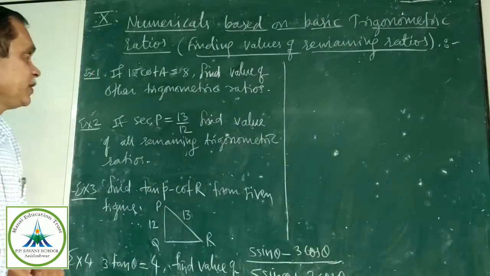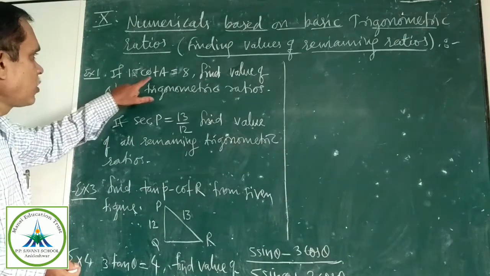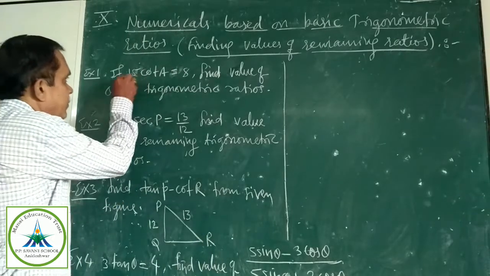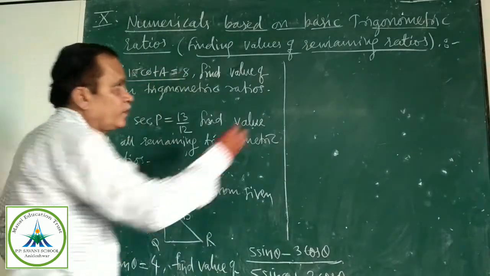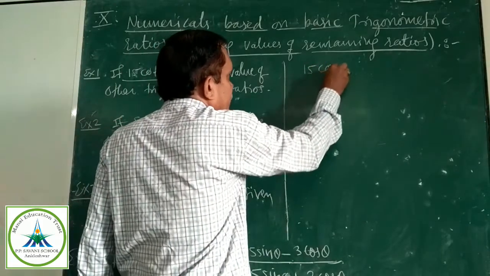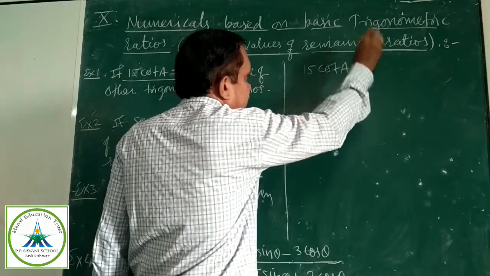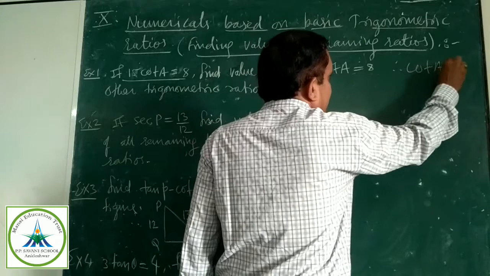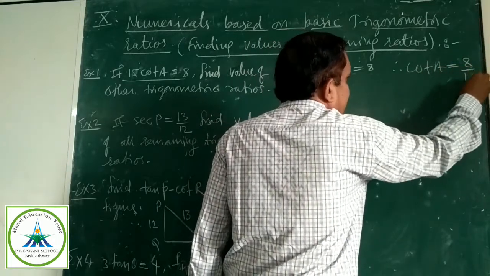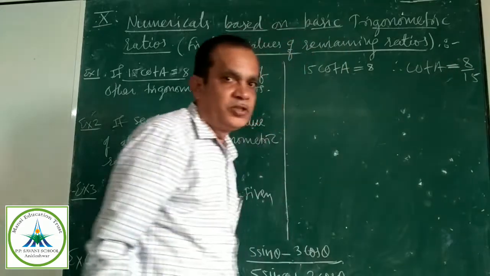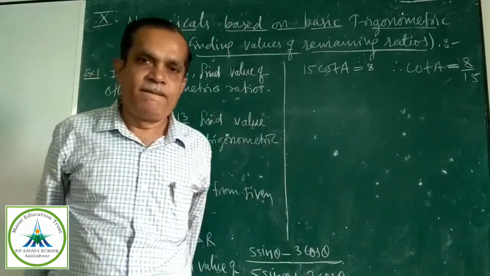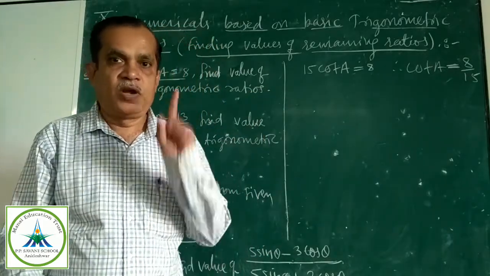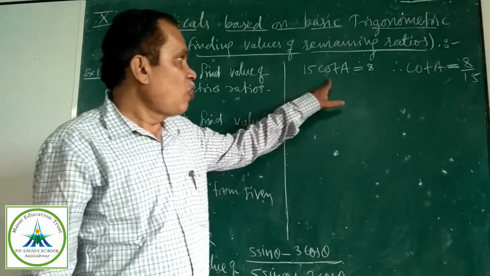First, if 15 cot A equal to 8, what does it mean? It means cot A equal to 8 upon 15. Now, you are not given the triangle's name. You are not given which angle is 90 degrees. You are given only the trigonometric ratio 15 cot A.